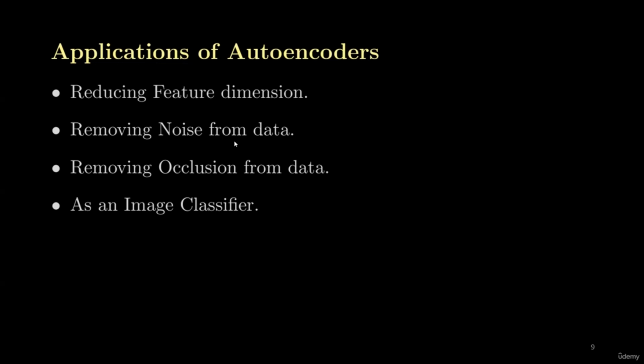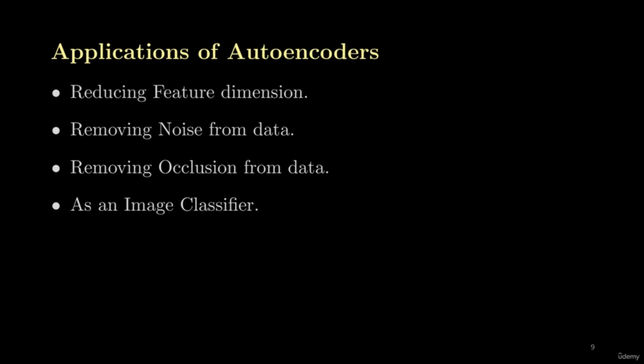The second application is that we can remove noise from the data. What happens if we supply a noisy image at the input of the autoencoder? When we reduce the dimension of the input image from the input layer dimension to the latent layer, we are able to suppress the data. During the suppression of the data, the noise is also removed. So with the help of the encoder layer and the latent layer, we are able to remove the noise from the data.